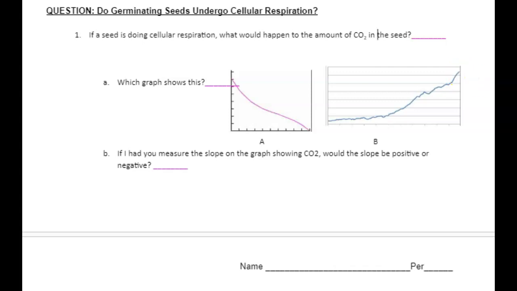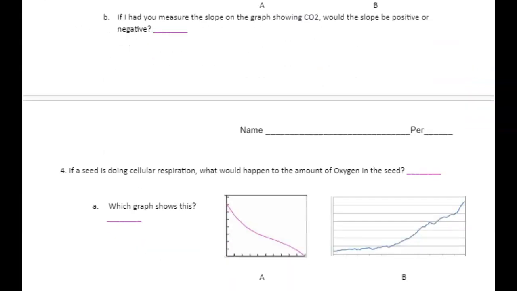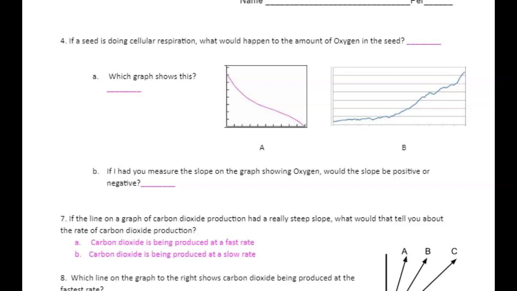So when we get our data, again, this is just some pre-stuff so that we know when we get our data, we're going to be looking at the slope to see did it increase or decrease, right? And is the slope positive or negative? That will give us some info.